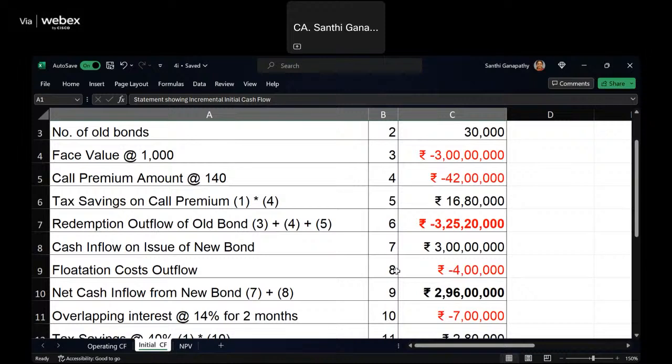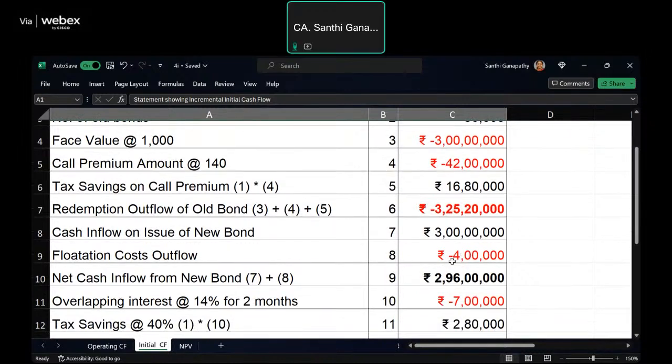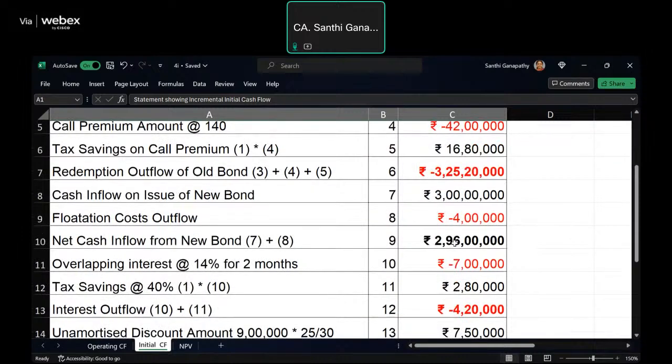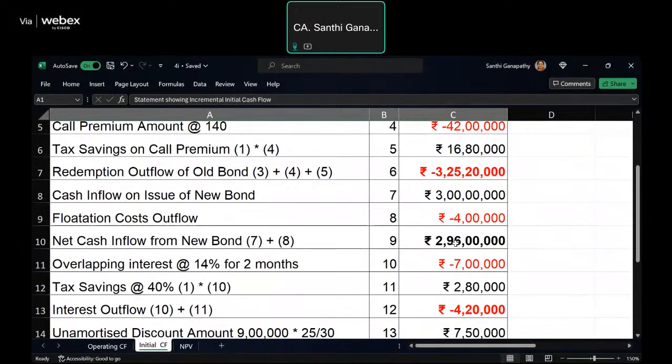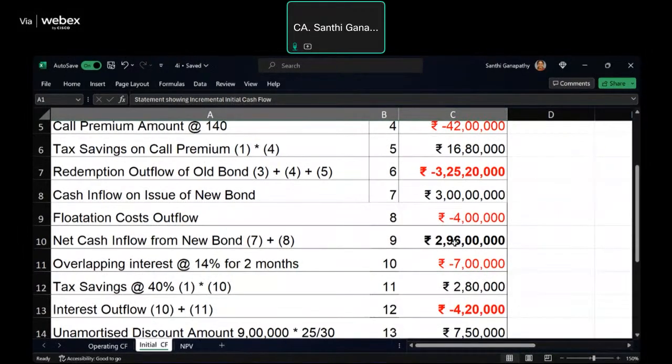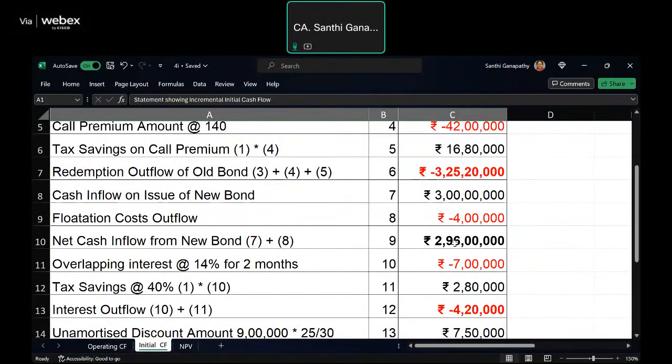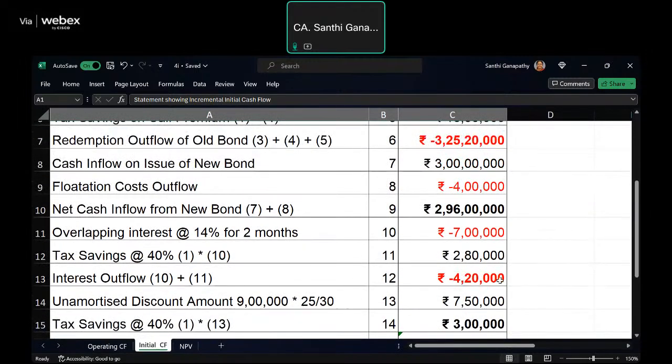Now, when you issue a new bond, there is an inflow, but there is a flotation cost. So what is the net cash inflow? Overlapping interest has to be paid for 2 months. That I consider, because even when I start paying the interest on the new bond, I also have to pay on the old bond. So for that old bond interest I am paying, what is the tax savings there? So what is the net?